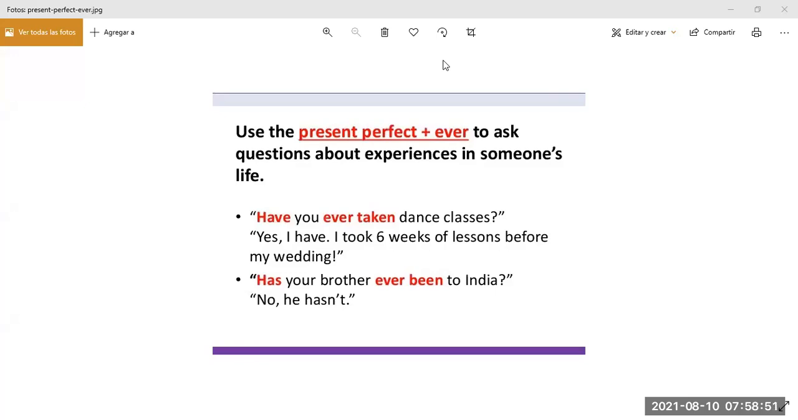Catherine, can you read the first paragraph, please? Use the present perfect with ever to ask questions about experiences in someone's life. Thank you so much.